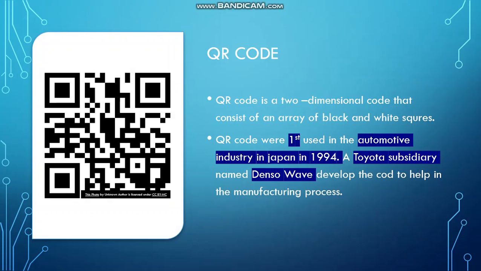Do you know that QR codes were first used in the automotive industry in Japan in 1994? A Toyota subsidiary named Denso Wave developed the code to help in the manufacturing process. So nowadays QR code is very popular. If we want to make any online payment by Paytm, Google Pay or PhonePe, generally we ask for the respective QR code.